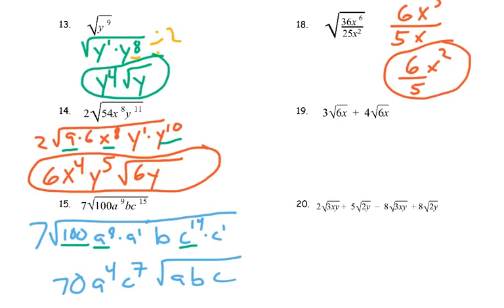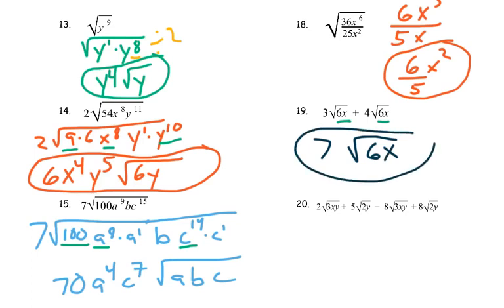Okay? And then finally, combining like terms. This was the last section in this unit. We talked about how you can only add or subtract things that have the same caboose. Well, the good news is they both have the same caboose of the square root of 6x. So then just go ahead and add the big numbers up front. So 3 plus 4 is 7. Keep the caboose the same. And there is your final answer.